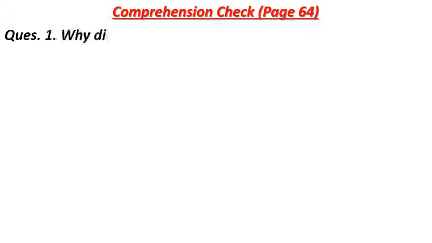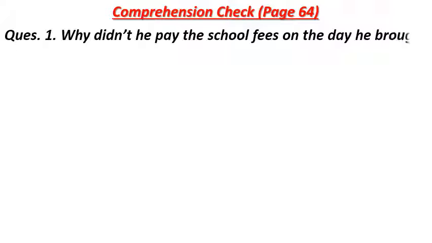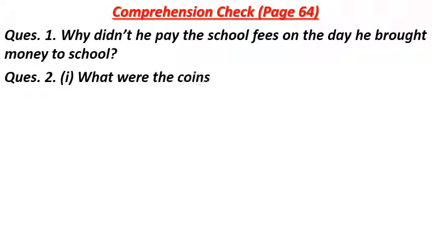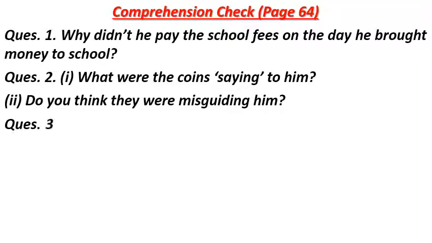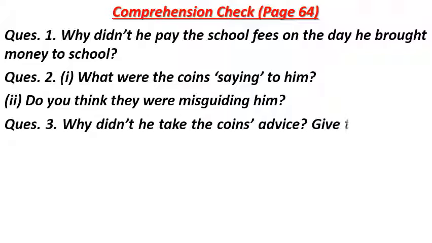So now let us see comprehension check, which is on page number 64. Question number 1 is, why didn't he pay the school fees on the day he brought money to school? Question number 2 is, part 1, what were the coins saying to him? Part 2, do you think they were misguiding him? Question number 3 is, why didn't he take the coins' advice? Give 2 or 3 reasons.